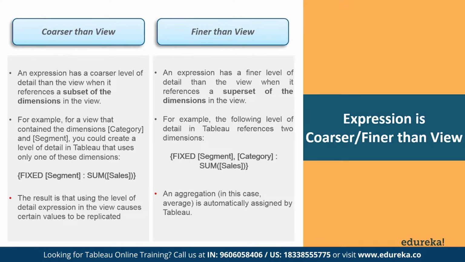So if I said the level of detail expression is coarser than the view level of detail, I mean that it references a subset of the dimensions of the view. For example, for a view that contained the dimensions category and segment, you could create a level of detail that uses only one of these dimensions. So when I use this expression here, the expression has a coarser level of detail than the view. It bases its values on one dimension, that is segment, whereas the view is basing its view on two dimensions, segment and category. The result is that using the level of detail expression in the view causes certain values to be replicated. That is, they will appear multiple times.